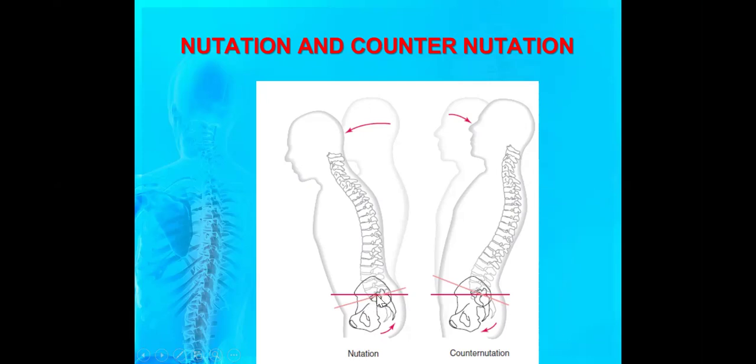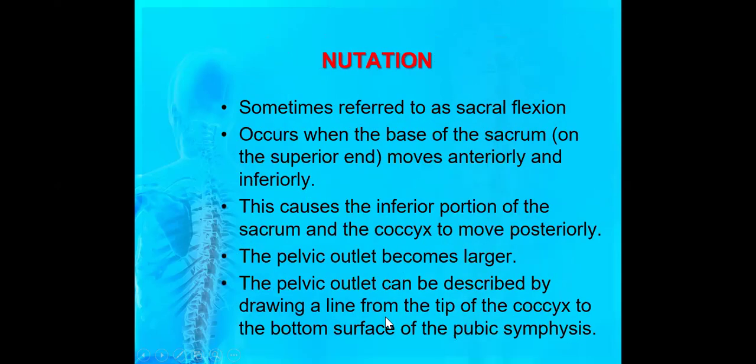So we can see here there is actually anterior tilting as well, or if there is a bending of the lumbar spine, that will also bring some nutation in the sacral region. So this causes the inferior portion of the sacrum and the coccyx to move posteriorly. So both definitions are correct. Nutation is the posterior movement of the inferior portion of the sacrum and the coccyx, or the anterior and inferior movement of the top of the sacrum, which is known as the base of the sacrum.